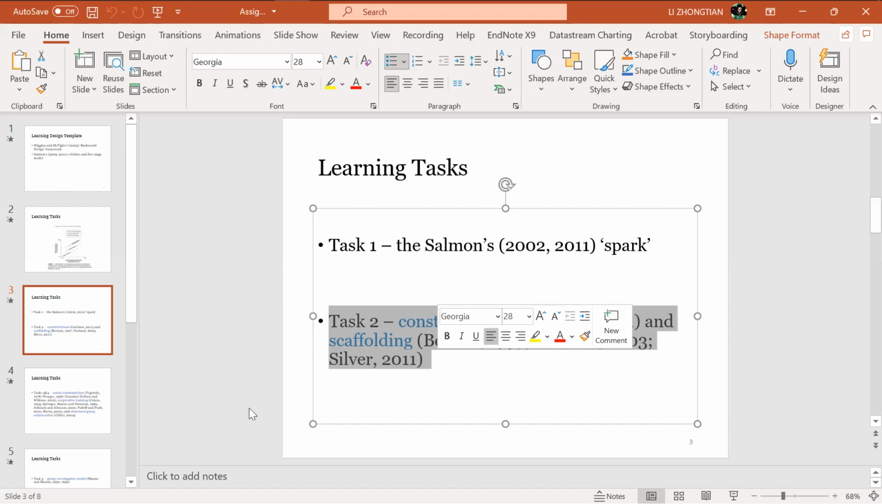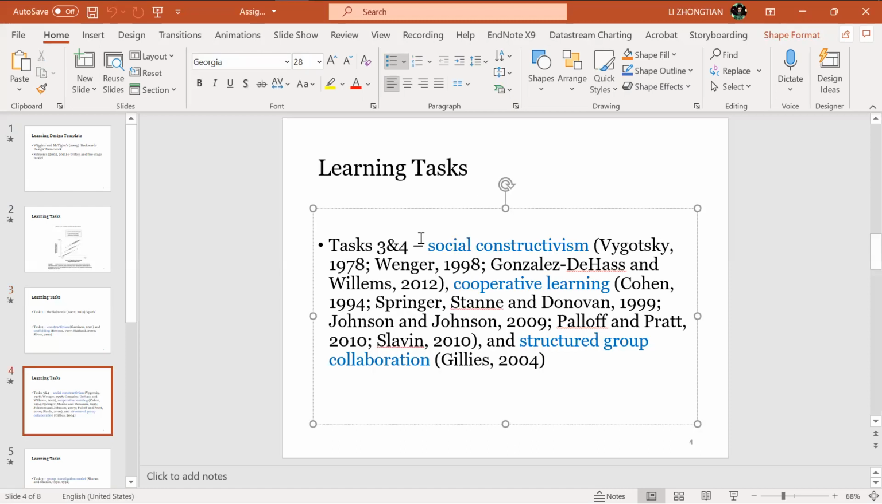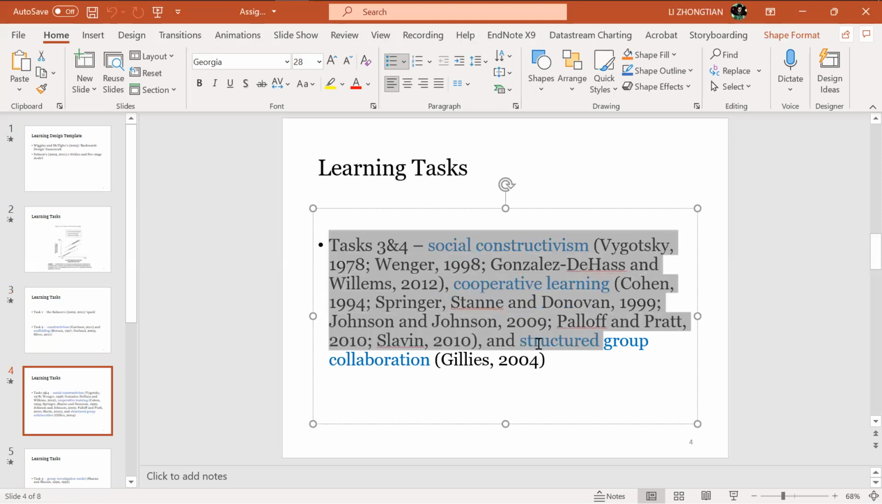Theoretically, tasks 3 and 4 demonstrate social constructivism that emphasizes the role of social interactions in learning. Vygotsky 1978, Wenger 1998, Gonzalez, Diaz, and Williams 2012. Specifically, tasks 3 and 4 demonstrate cooperative learning, where learners work in small groups to help each other learn and co-construct knowledge. Johnson and Johnson 2009, Slavin 2010.